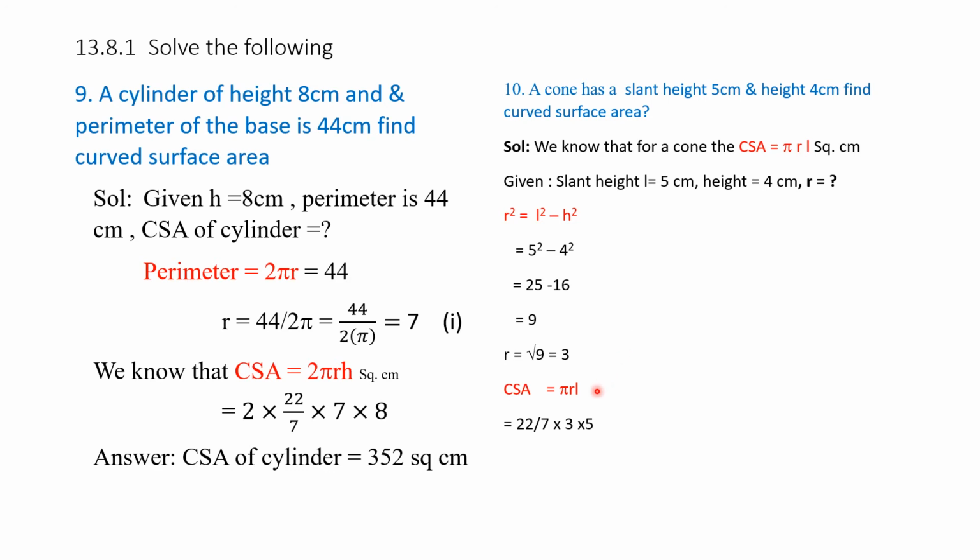Therefore, the curved surface area is equal to pi r l, that is equal to 22 by 7 into r, which we have found here is 3, into l which is given as 5, and hence this is 330 divided by 7, that is equal to 47.14 square centimeter.